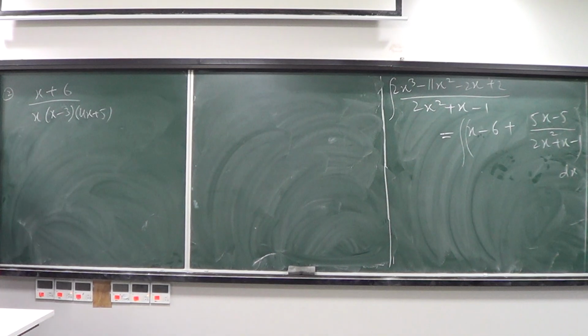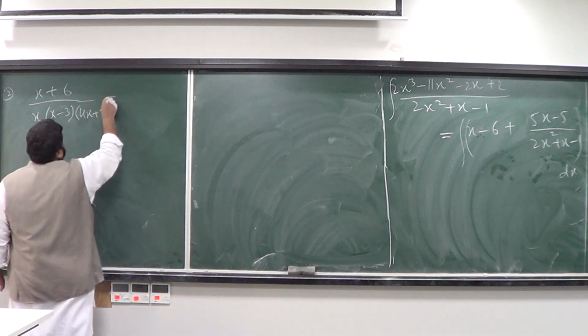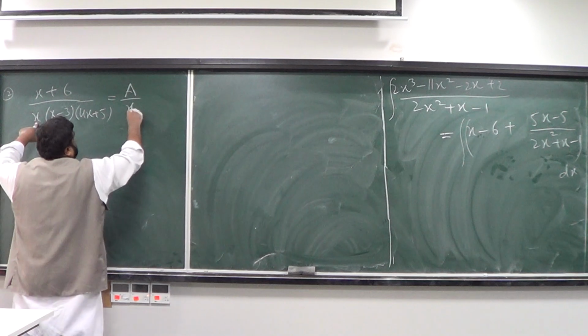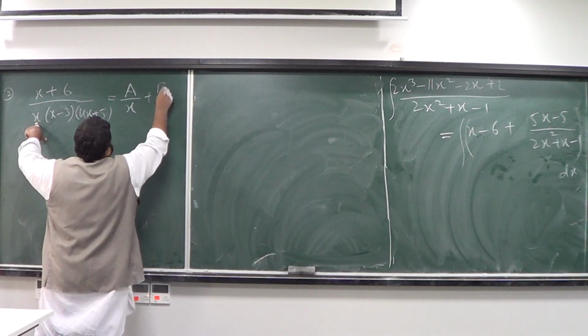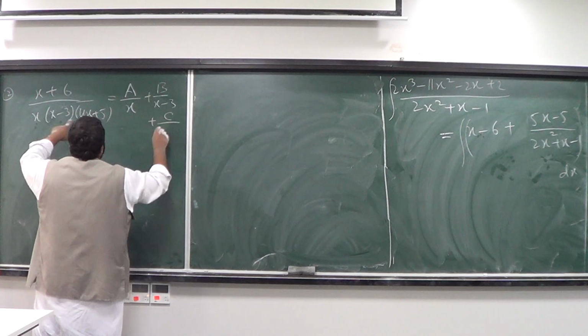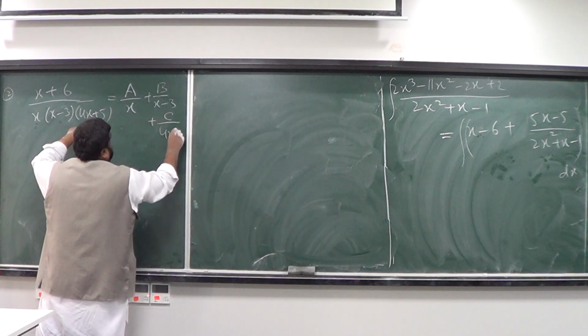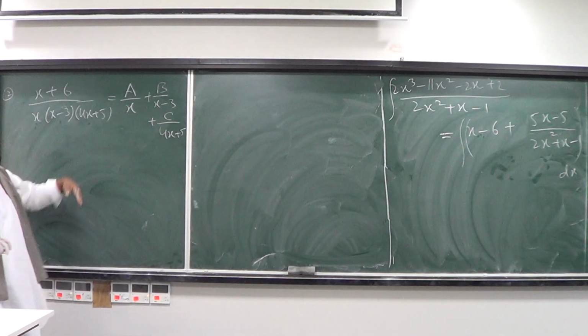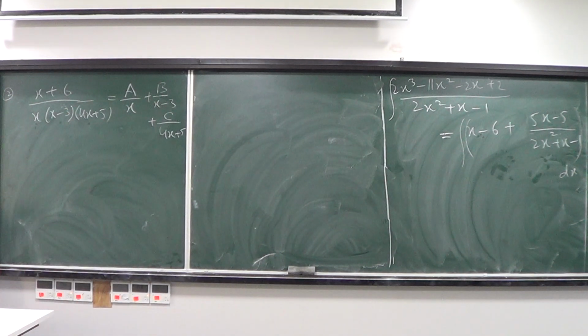Okay, it doesn't have two linear factors, but it has 3 linear factors. So what are we going to do? We're going to do the same as we did previously. So a divided by the first linear factor, b divided by the second linear factor, and c divided by the third linear factor, 4x plus 5. And do the same as you did previously and try to find a, b, c. And once you have it, do the integration of both sides.